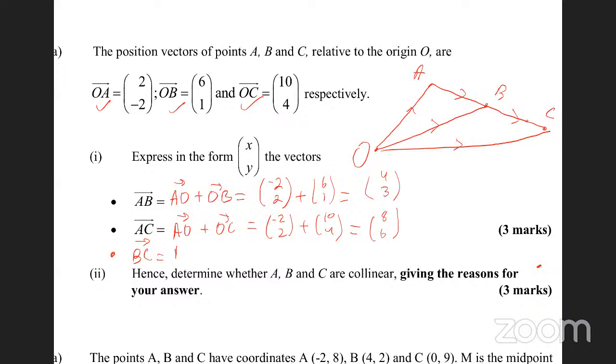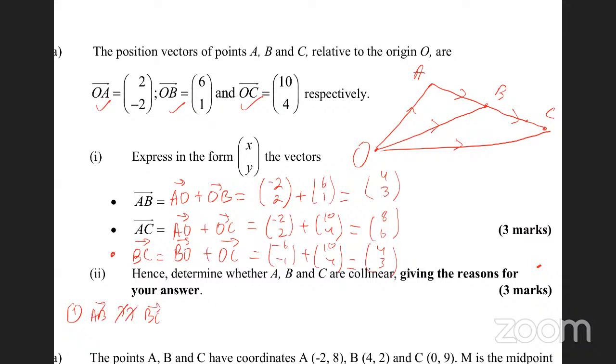So BC is BO plus OC. BO is what? BO is -6, -1. OC is 10, 4. So that's 4, 3. Nice. Good. Let's show collinear now. Right. So step number one in collinear is what? We have to show that AB is parallel to BC.